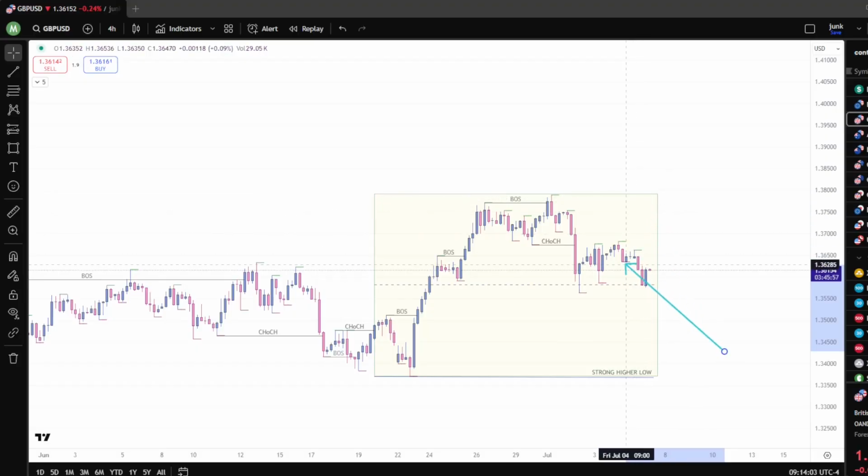Like I was saying, if it does start to take out the highs of this overall range, I'll be looking for any type of opportunity there to buy. But if it does come back down further into discount, into this area of demand, I'm looking for any opportunity to buy once it gets down there.